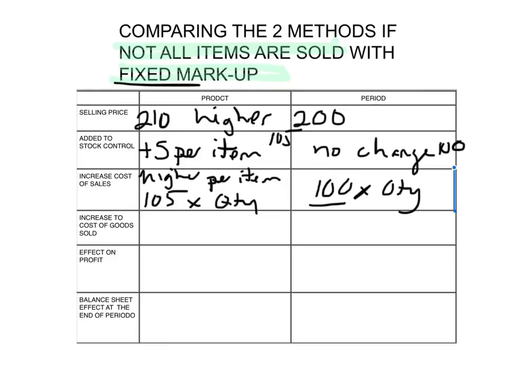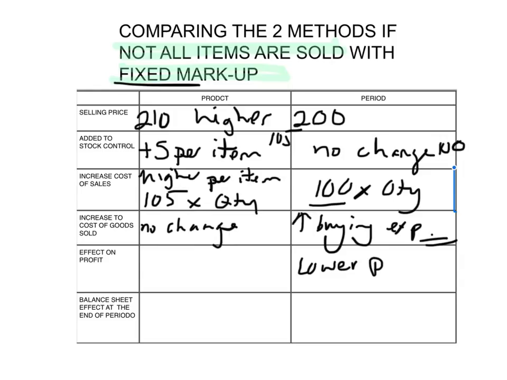This is where the change happens for period costs. There's no change in the cost of goods sold using the product cost method, but in period cost, there's an increase in that buying expense. So cost of goods sold will be higher using this method. Therefore, the effect on profit is that you will get a lower profit using the period cost method.